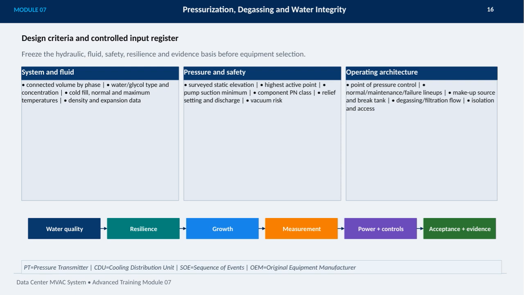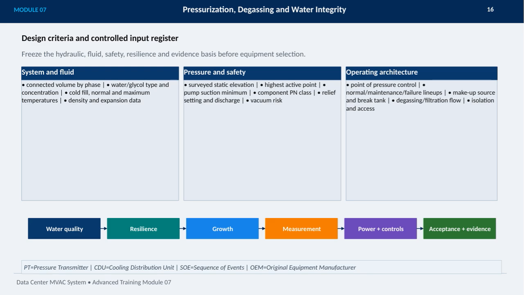We start by analyzing the system and fluid properties, such as the volume connected by phase, the type and concentration of water glycol mixtures, and detailed temperature ranges from cold fill to maximum operating conditions. Knowing the fluid density and expansion characteristics is fundamental.